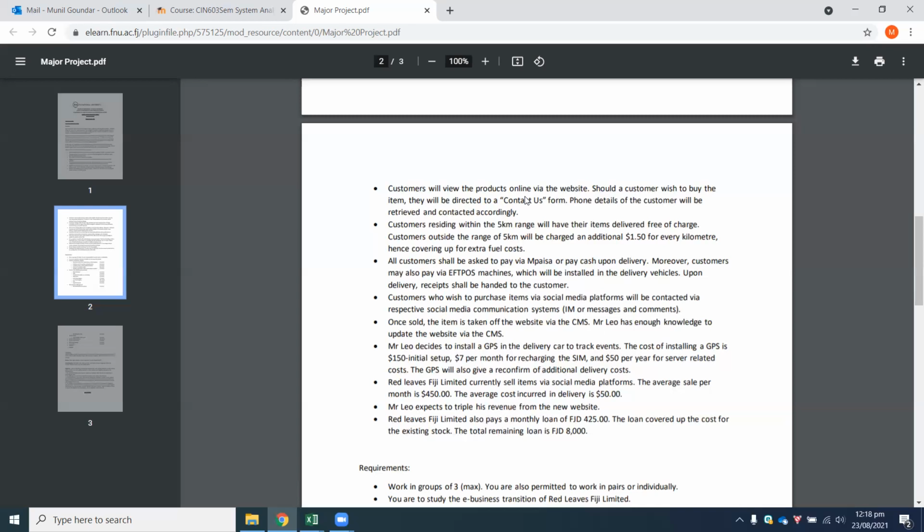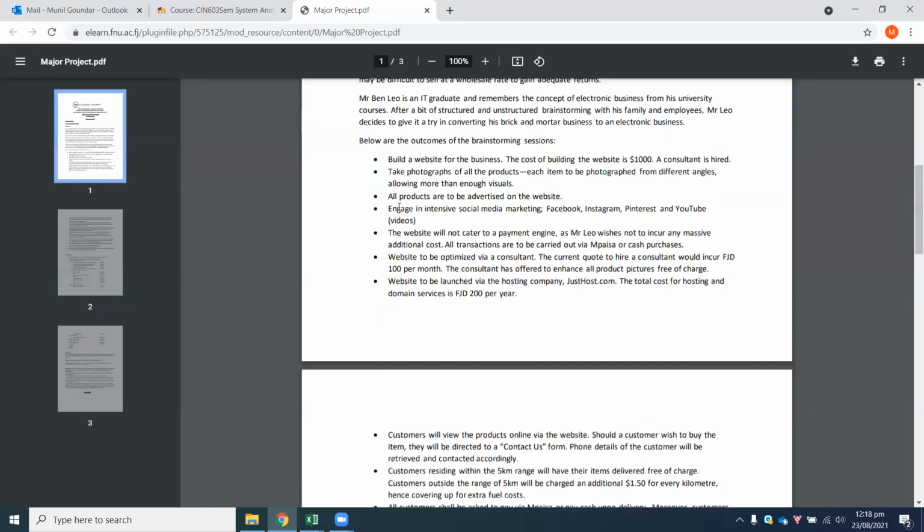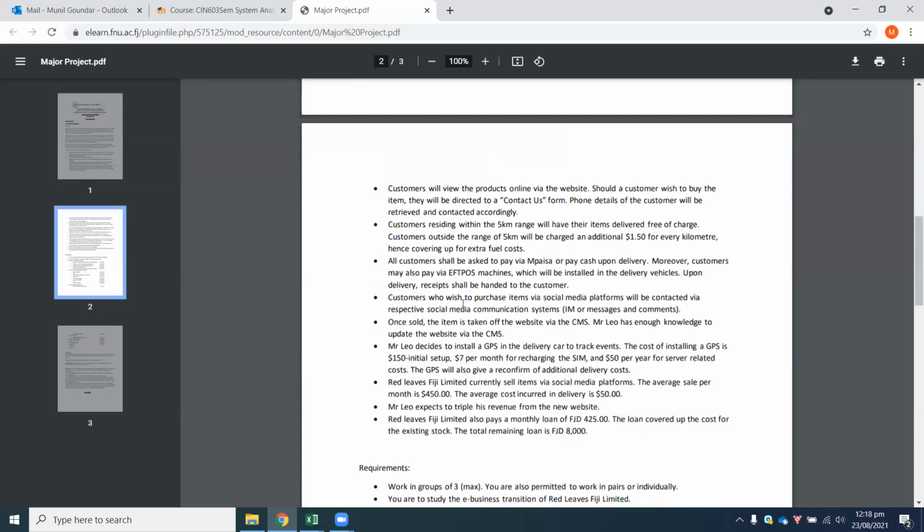Customers who wish to purchase items via social media platforms will be contacted via respective social media communication systems through the use of IM, instant messaging, or messages and comments. So social media, because the organization is also doing intensive social media marketing, there you go. So all customers retrieved from social media will be contacted through social media communication systems. Once a product is sold, the item is taken off the website via the CMS.